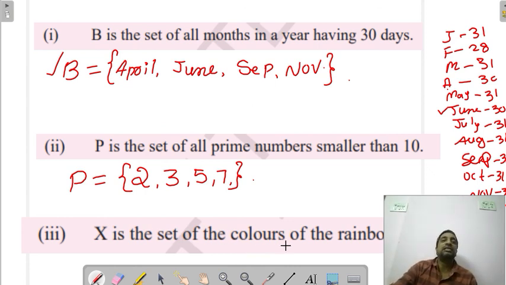Next, X is the set of colors in the rainbow. Rainbow is VIBGYOR colors. So those VIBGYOR colors you write from set builder form to roster form, then you will get the answer. Till now we have discussed how to convert set builder form to list form. In the next video we'll discuss how to write list form or roster form into set builder form. I hope you all have understood this video and today's topic.